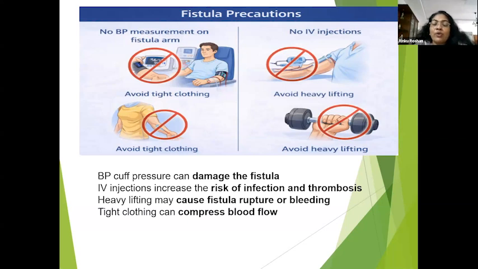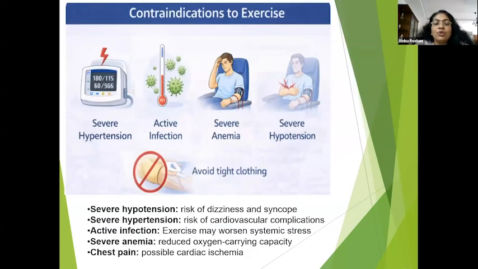The last one is don't allow the patients to wear any tight clothing, as that is going to compress the blood flow again. So these are the instructions you have to give to the patients, and also avoid BP measurement on the fistula arm. No IV injections to be given. In case they want to do exercises also, don't allow them heavy weight exercises on the fistula hand. So these are the things I told you.